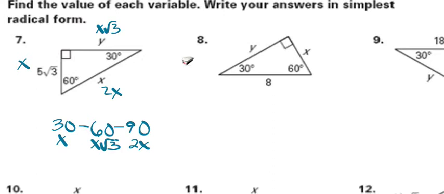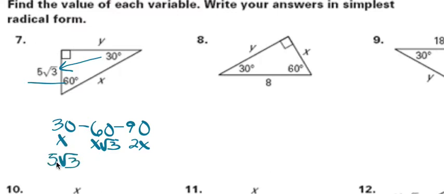I take the numbers from the picture and put them into a table that is using my rule. So I'm looking at the picture here, and across from the 30 is a 5 root 3. So that can go into my table underneath the 30. So I know that the value associated with the 30, across from it, is 5 root 3. So that means that x is 5 root 3.